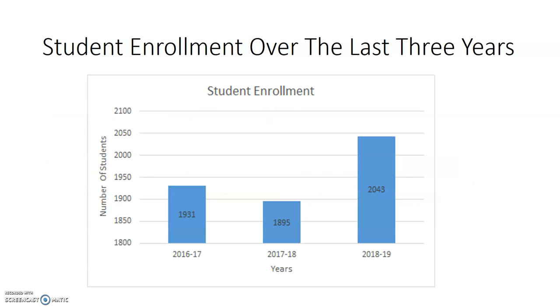So to start with, we're going to look at student enrollment over the last 3 years. As you can see, in 2016-2017, we had a little over 1,900 students at 1,931, and in 2017-2018 we had a decrease in student enrollment at 1,895, and in 2018-2019 we had our highest increase in student enrollment for a total of 2,043.